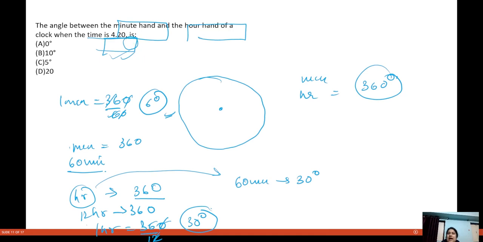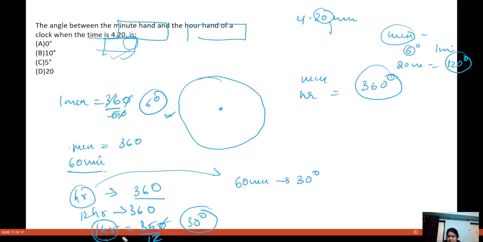So now when we are saying 4 hours 20 minutes, that means in 20 minutes the minute hand has traveled how much? 6 degrees in 1 minute. So in 20 minutes it is traveling 120 degrees. And we know that in 1 hour the hour hand travels 30 degrees. So in 4 hours it will also travel 120 degrees.